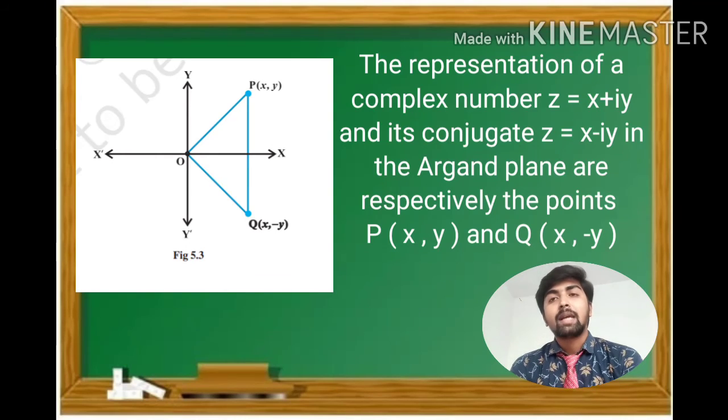Respectively the points P(x, y) and Q(x, minus y). P(x, y) is for complex number z equals x plus iy, and Q(x, minus y) is for the conjugate of the complex number, x minus iy.